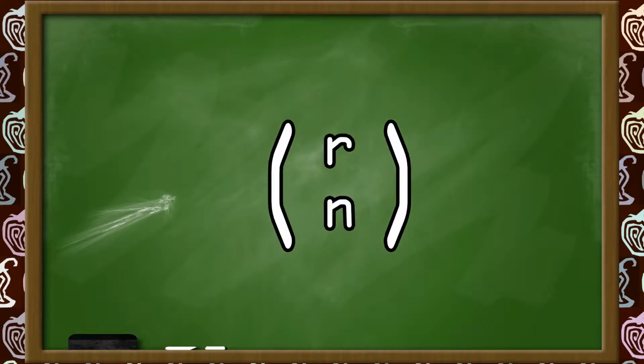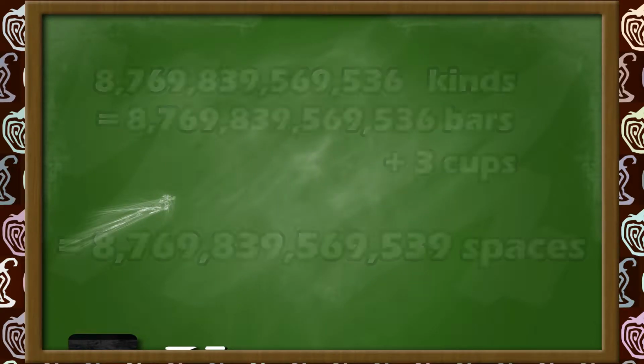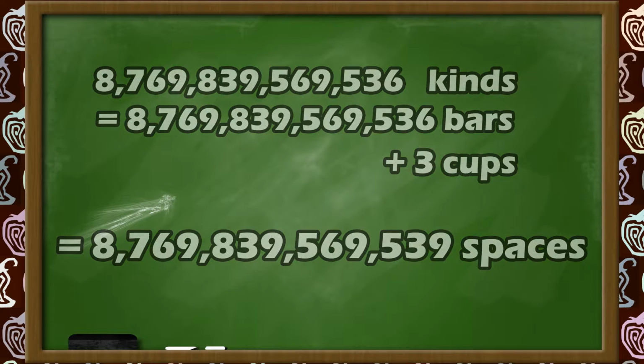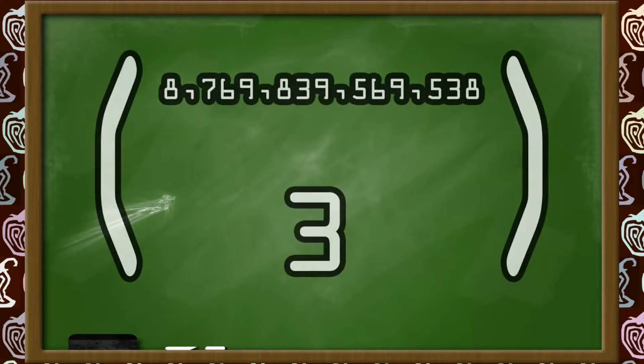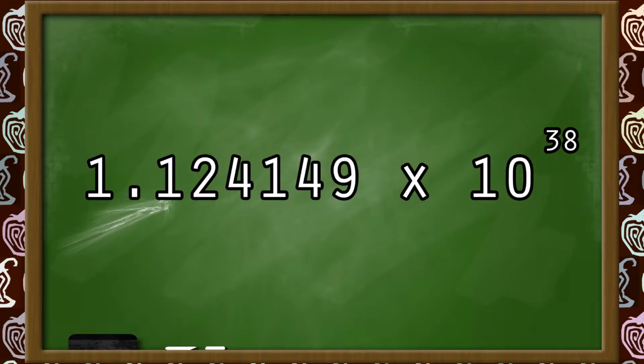To avoid this, we'll do exactly as we've been doing. Use the function r_n. In this case, we'll have over 8 billion different kinds of tacos and 3 cups. Now this means that we will have 8 billion plus 3 spaces from which we need to select 3 for the cups. Thus, the number of different 3 taco sets is 8 billion choose 3, or over 1.13 times 10 to the power of 38.